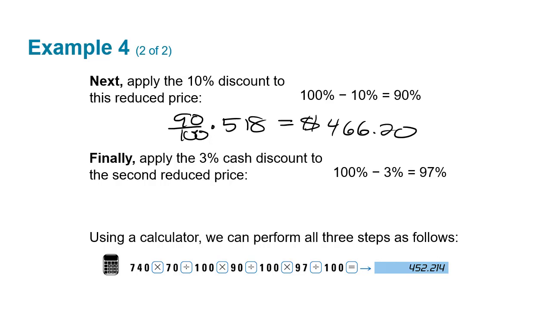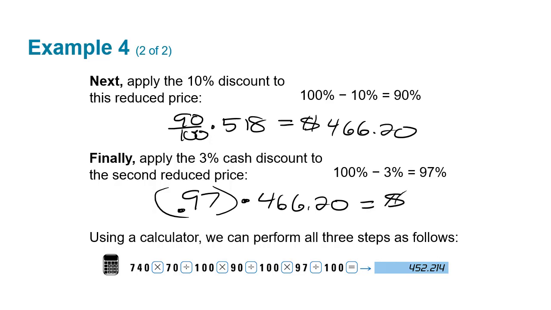But remember, 3% away means 97% is left behind. So we can simply just turn it into 97, and I'm going to do it as decimal, right? 97% of, we're going to multiply that, 466.20 is going to equal our final amount of 452.21 if we round to the nearest penny.